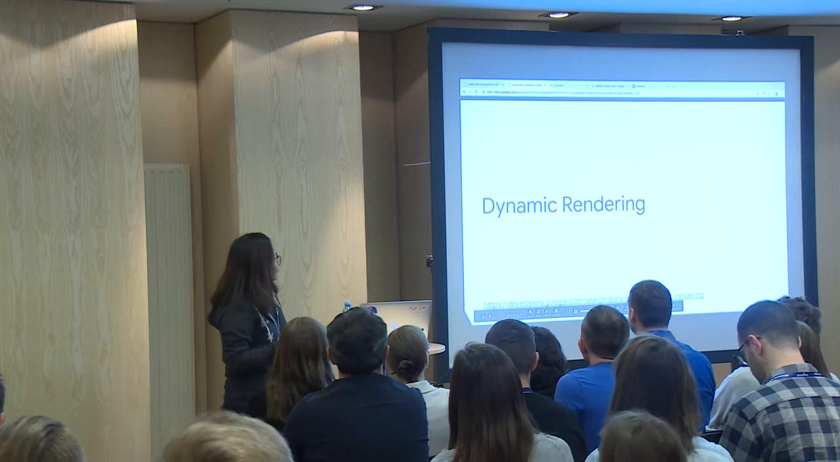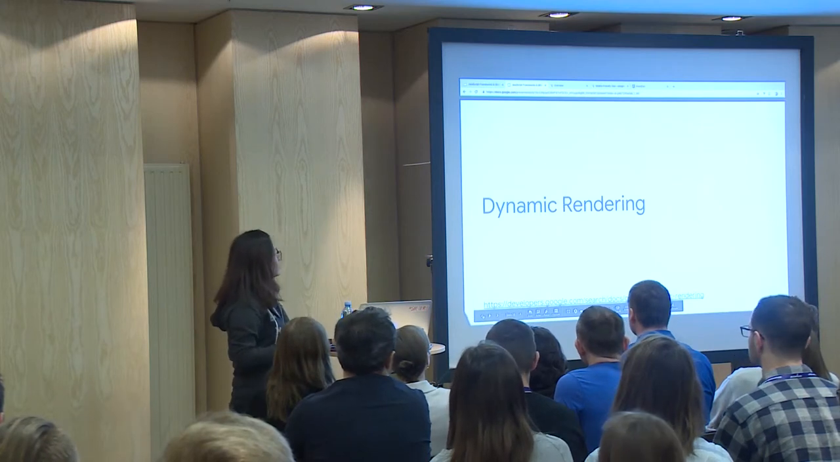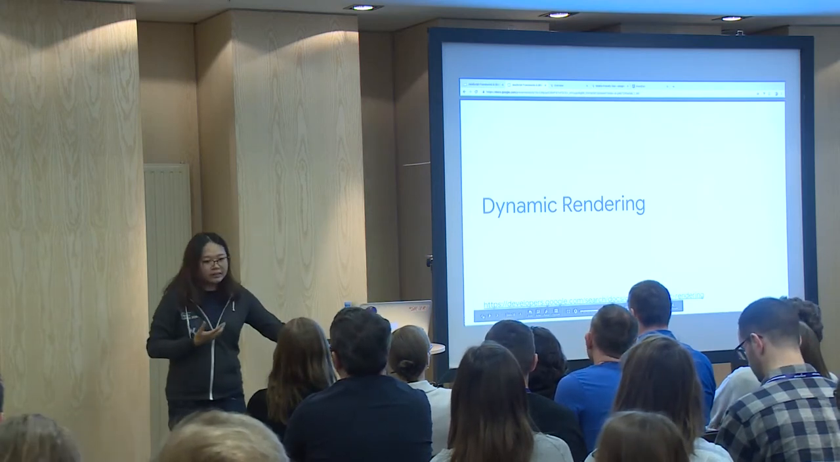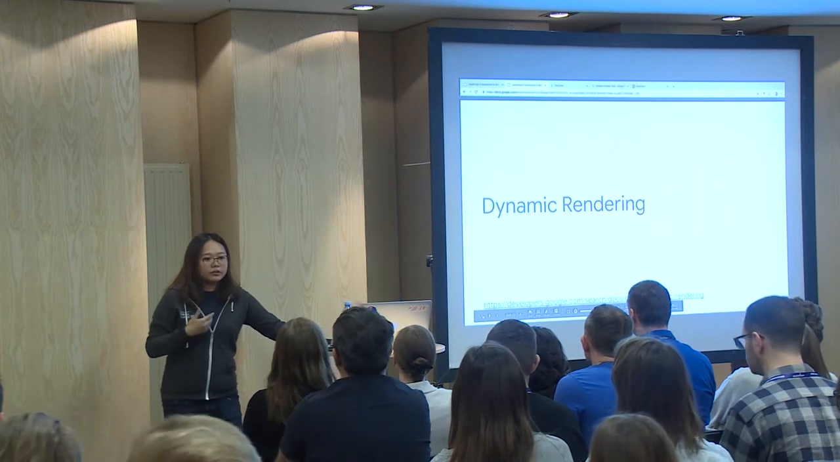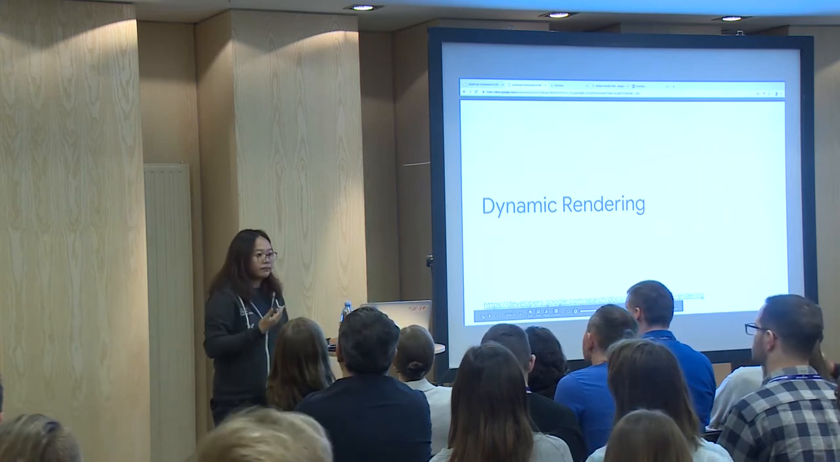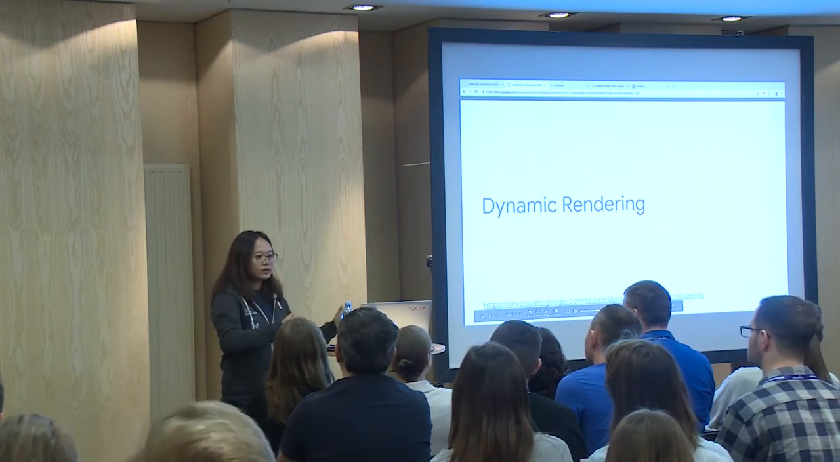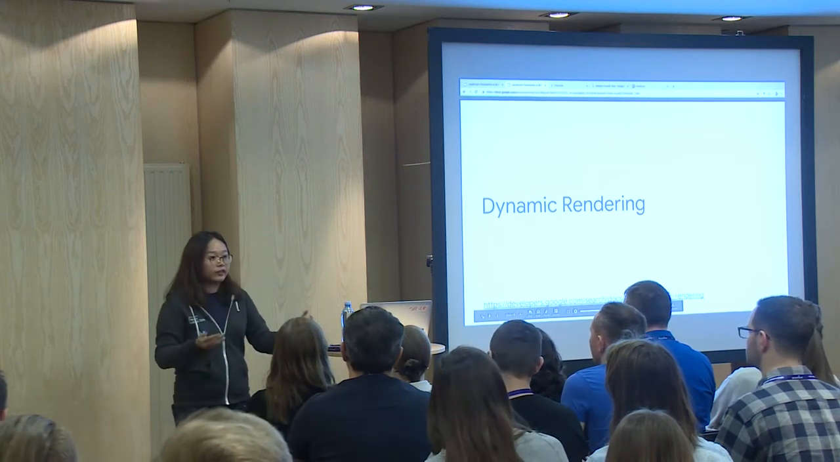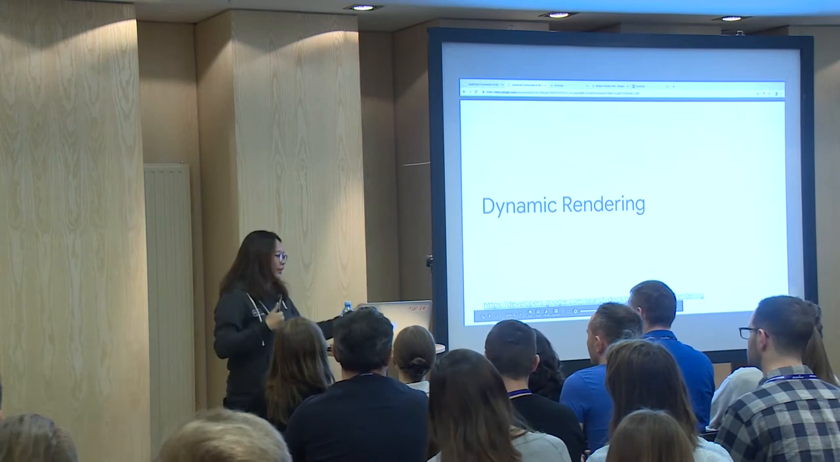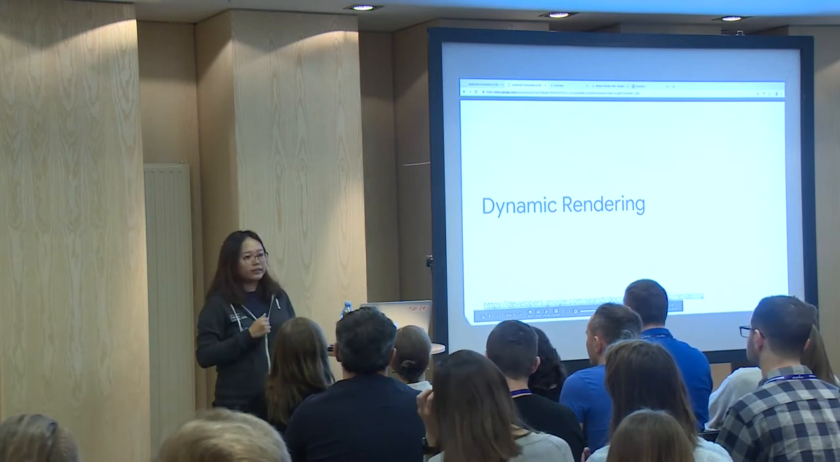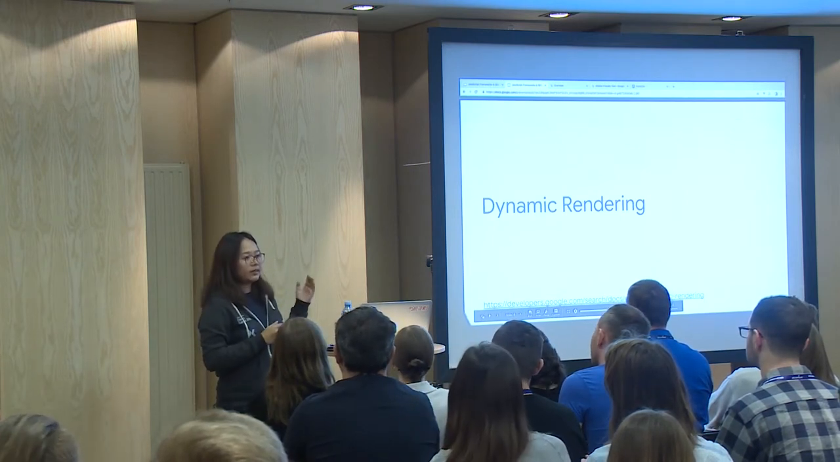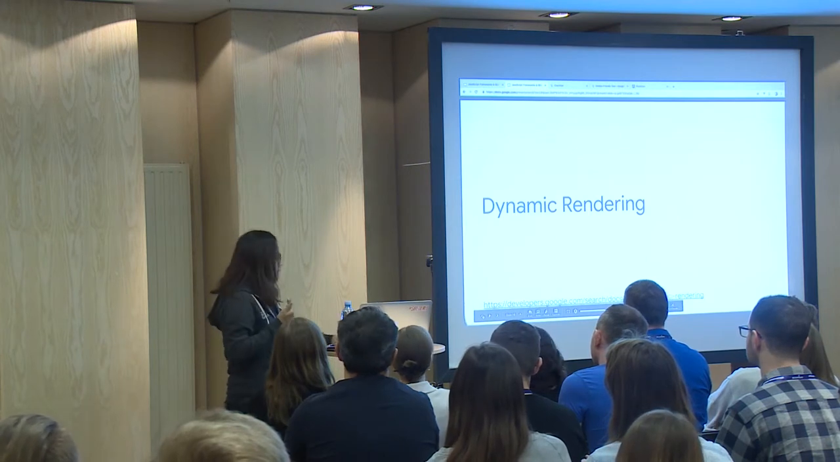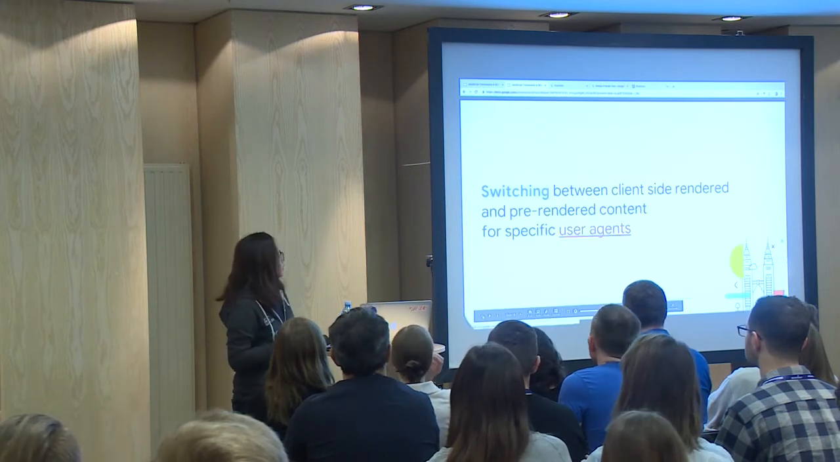Okay. And how can you do this if you are using a JavaScript framework? How could you help the browser, help the Google bots, help the other bots to actually index your page faster? Because I said that it takes longer, right? So there are a few ways that you can do it. The first way is called dynamic rendering. So how does dynamic rendering work?